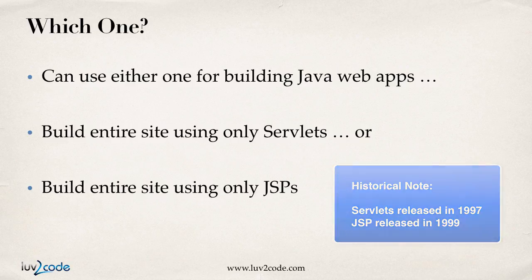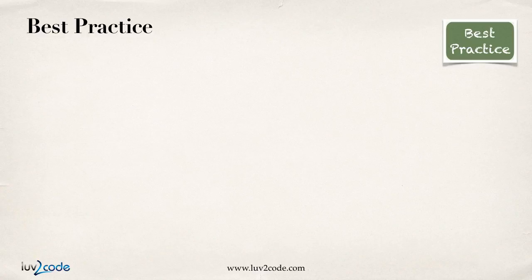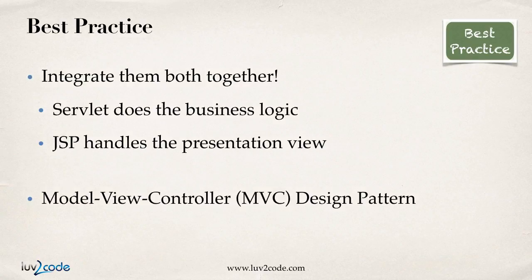But now that we have this technology and it's matured a bit, you can actually use them together, and that's a best practice. So here we can integrate them both together where we have the servlet that'll do the business logic, and then the JSP page will handle the presentation view. And this is actually a very popular design pattern called the Model View Controller Design Pattern, or MVC. This design pattern is used by a lot of the popular Java frameworks like Spring MVC, JSF, Struts, and so on. They're all based on this idea of a model view controller design pattern, and they make use of servlets and JSPs at the lower level.